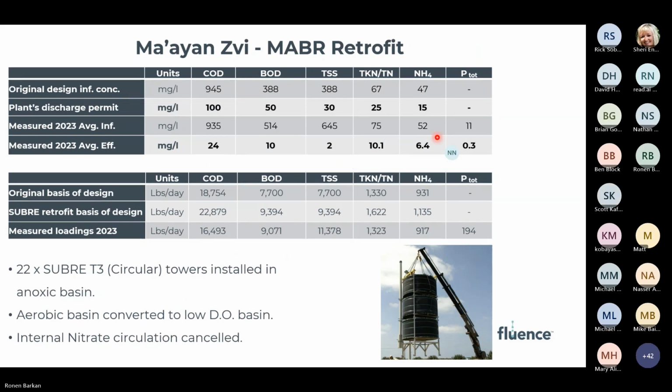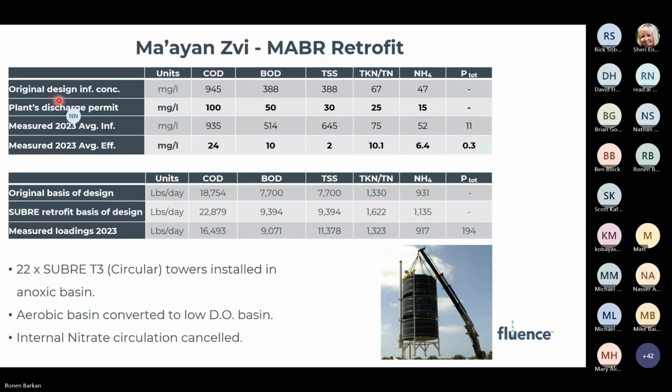What you're seeing here is MABR. It's the first MABR retrofitted plant in the world. It has run in Israel for more than 4.5 years now and gets very good results. I want to demonstrate here all the value proposition of the MABR SUBRE retrofit.